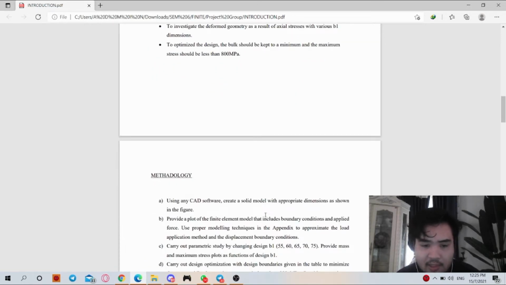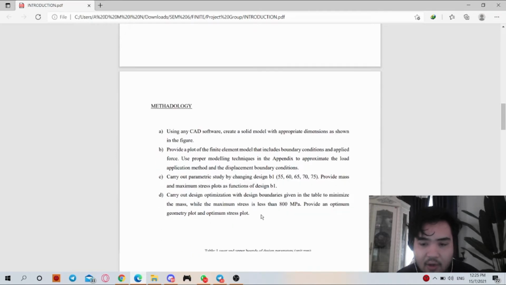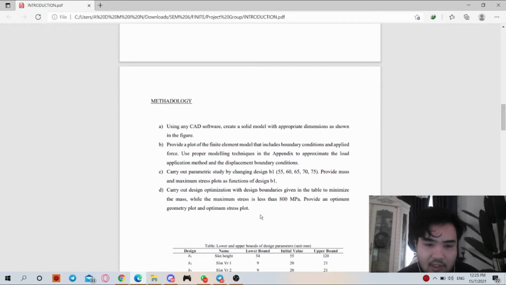Our methodology in this project is to use CAD software to model the figure, provide a finite element model that includes boundary conditions, and apply the force that was given in the question. Carry out a parametric study by changing the length of the bracket. Lastly, carry out the design optimization with the boundaries given in the table to minimize the mass.